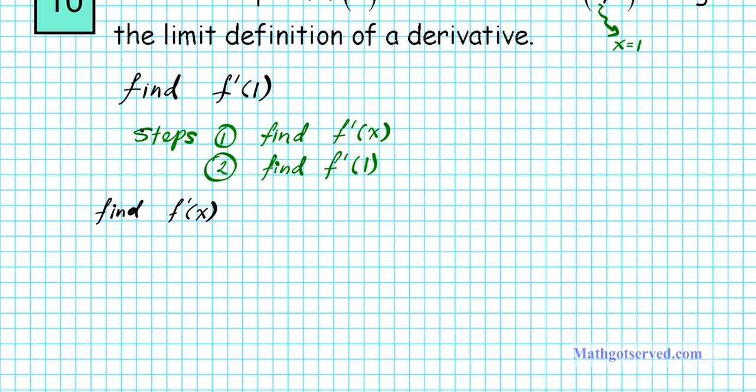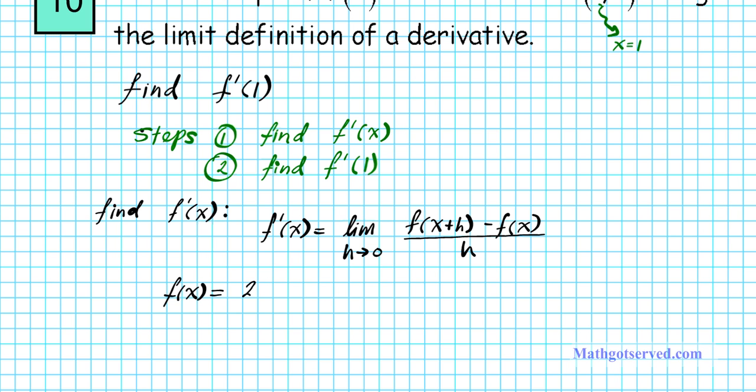Using the limit definition of a derivative, we know that f prime of x is equal to the limit as h approaches 0 of f of x plus h, minus f of x, and then that divided by h. This is what we're going to use. So let's write down what the function is first. We know that the function f of x is 2x squared plus 3x plus 1.